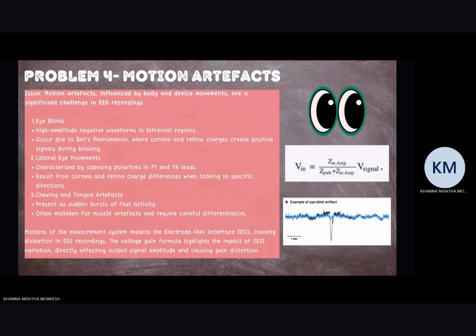retina. Furthermore, rapid bursts of activity during chewing and tongue movements, often mistaken for muscle artifacts, require careful distinction. Such movements disrupt the electrode-skin interface, known as ESI, resulting in distortions in EEG recordings. Variations in ESI impedance directly impact the amplitude of the output signals, as indicated by the voltage gain formula shown above. Hence, this leads to distortion and affects the output signal.